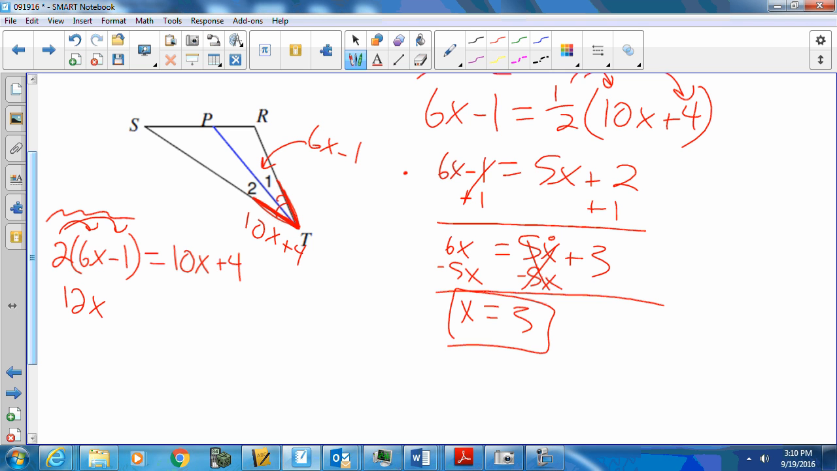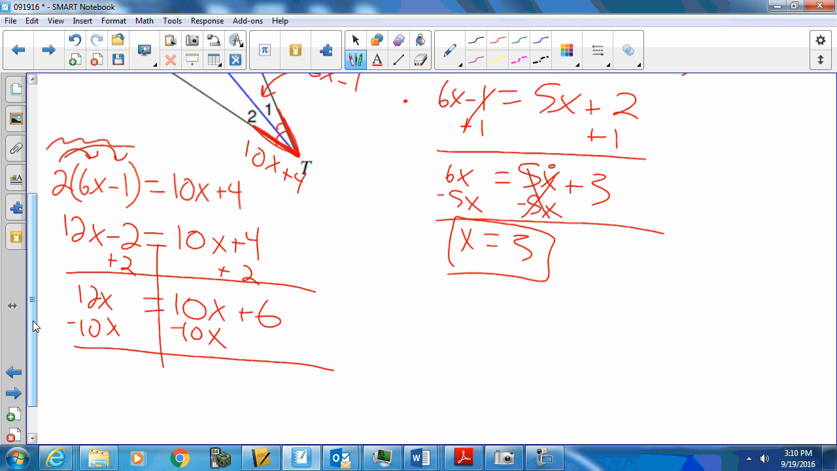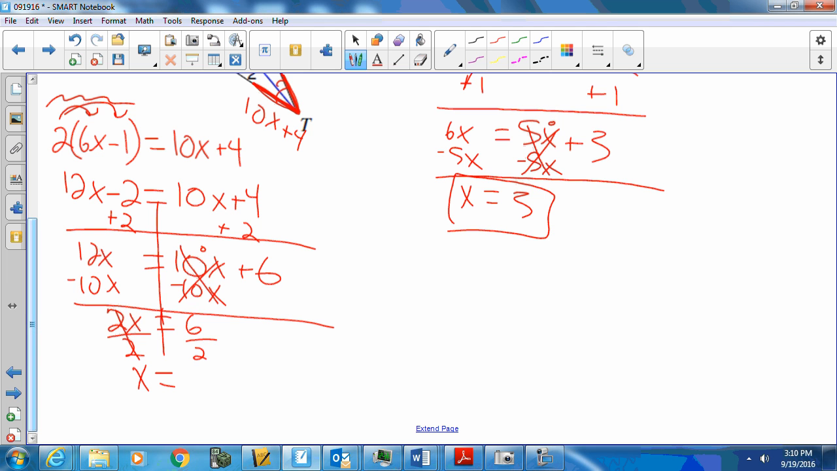Distribute. We have 12x minus 2 is equal to 10x plus 4. So what I want to do, I want to add 2. All right, so now I have 12x equals 10x plus 6. I'm going to subtract 10x, and I'm going to get 2x is equal to 6, divided by 2, and x is equal to 3. So either way, you get x is equal to 3.